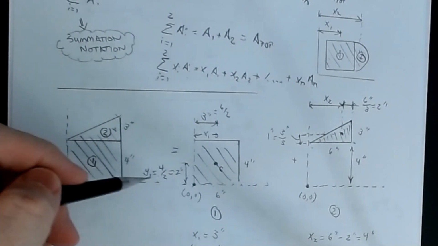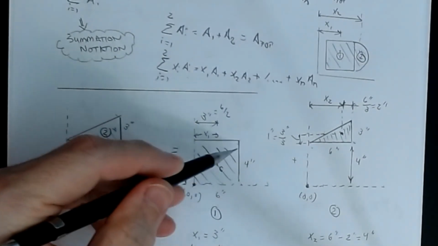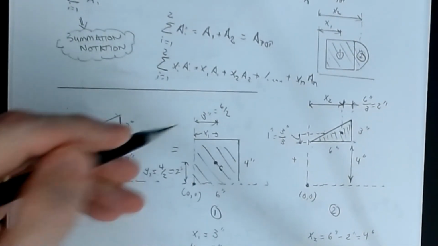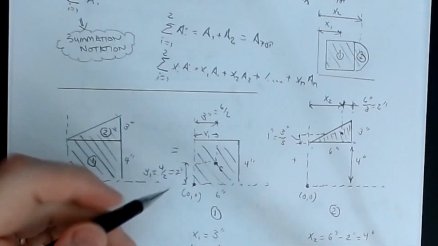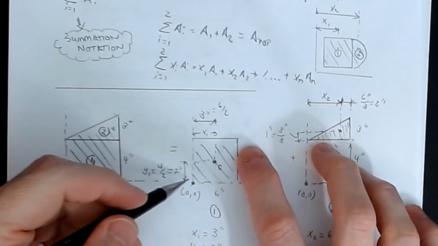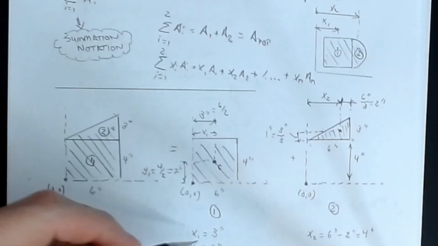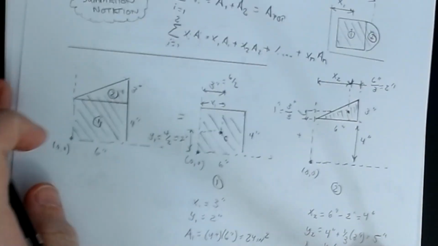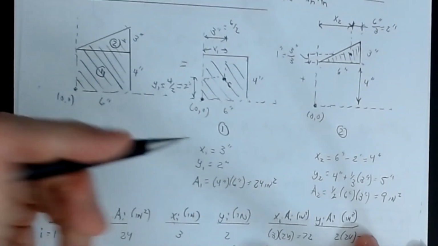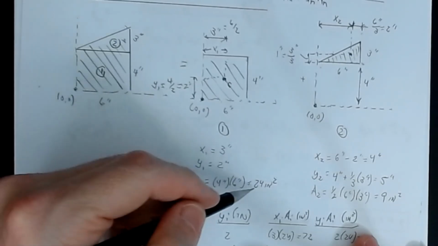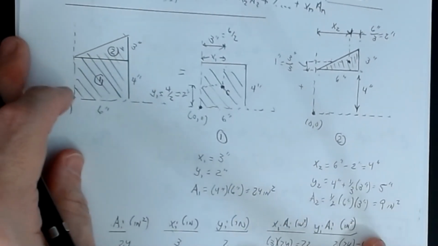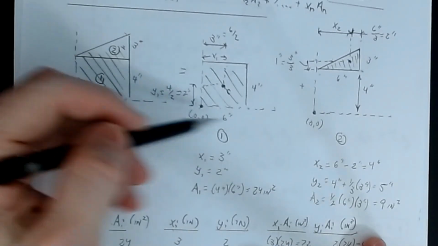Let's try that again. So y1 is going to be half of the height to get me the centroid of this. So what we're doing is we're locating these points. Okay, and then I know how to find the total area of this: it's just 4 times 6. So that's all my data here in the bottom. Okay, so x1 is 3, y1 is 2, and then my area 1 is 4 times 6 or 24 square inches.